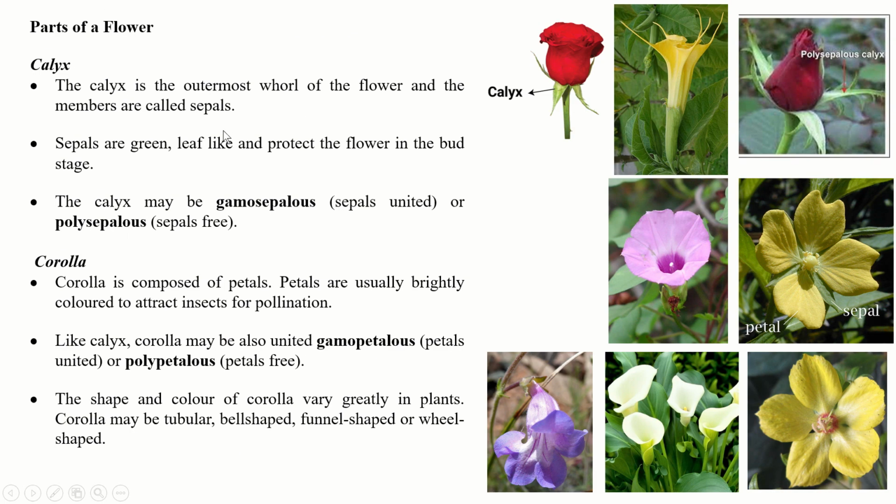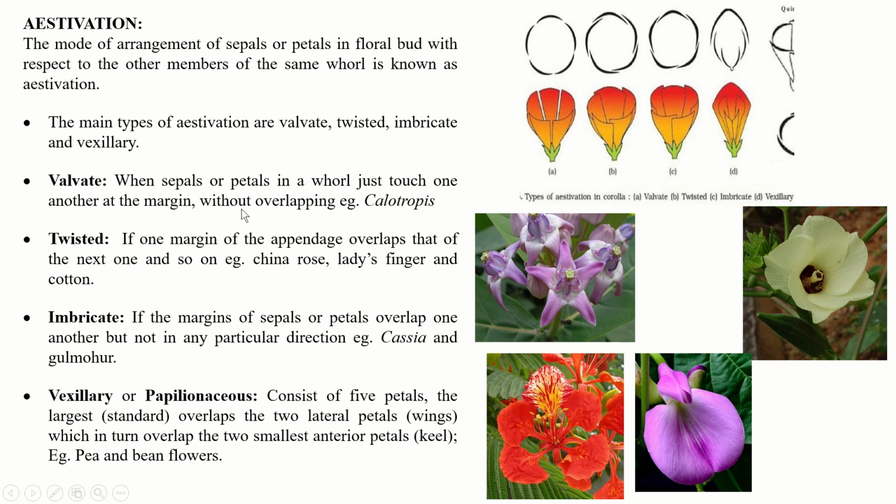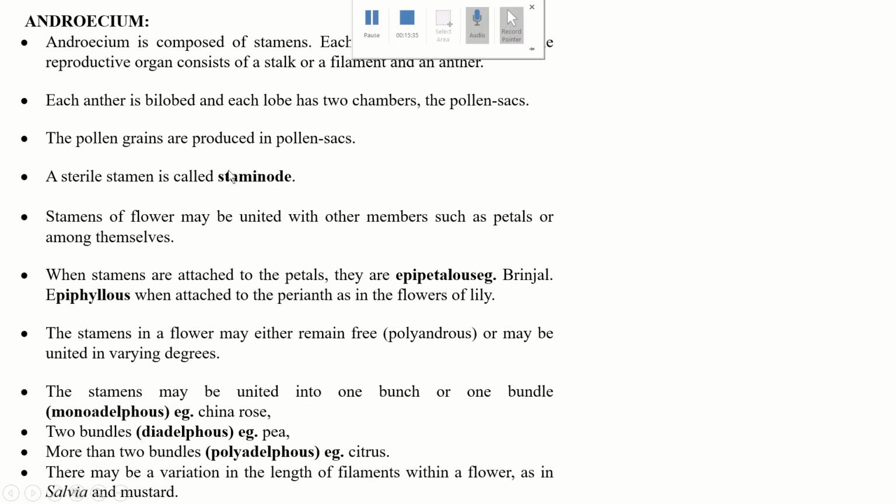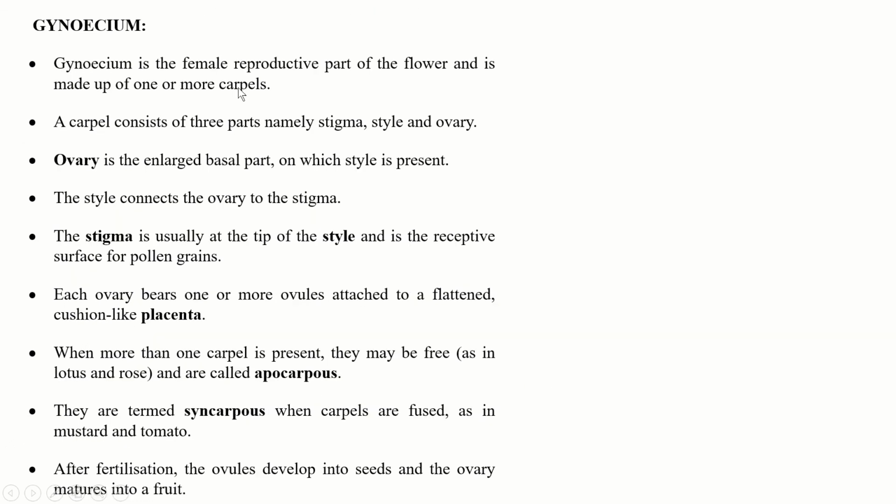Then parts of a flower, so we have seen only two, that is calyx and corolla. Then we studied estivation, that is, depending on the arrangement of sepals and petals, the flowers are further classified into different types of estivation, such as valvate, twisted, imbricate and vexillary. Next class we will study androecium and gynoecium.